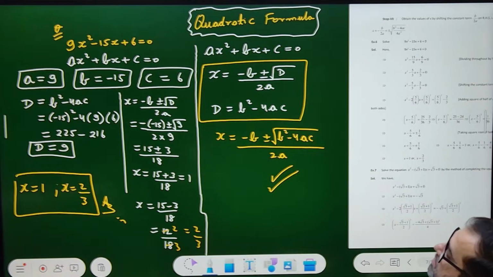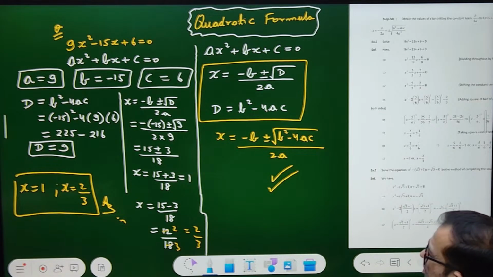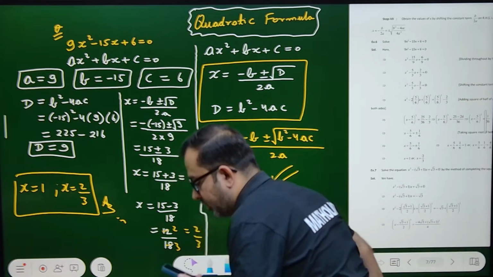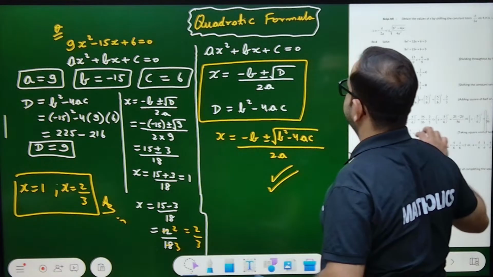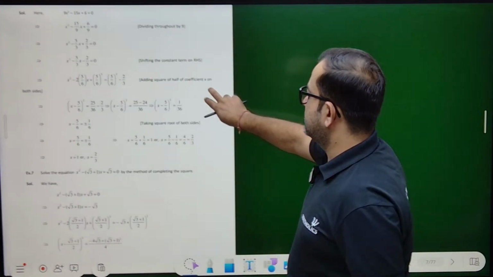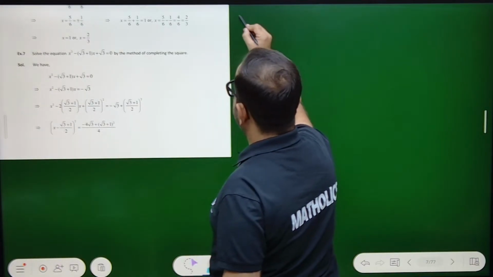Okay. So this is how to apply quadratic formula. We'll be doing more questions for this thing only. Okay. Next question, solve the equation.